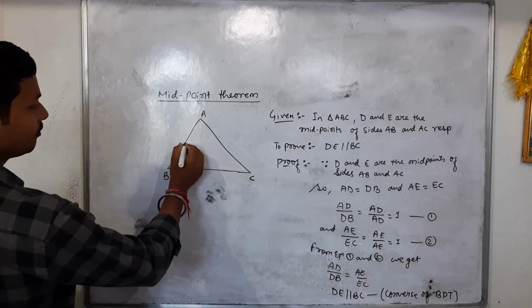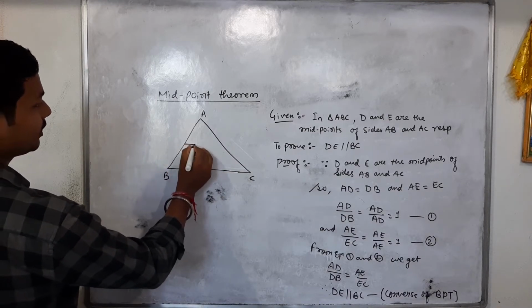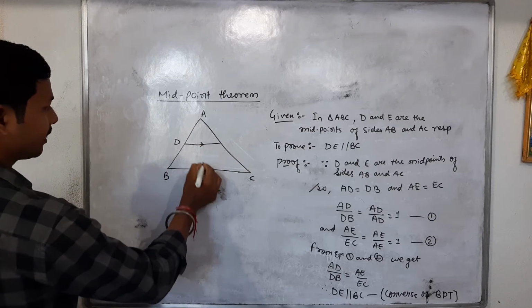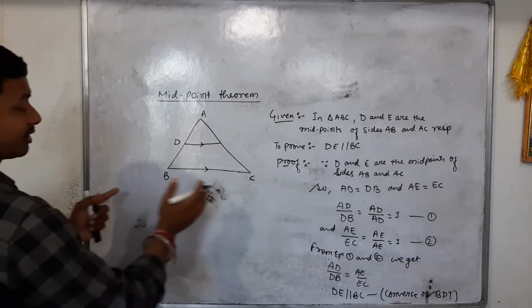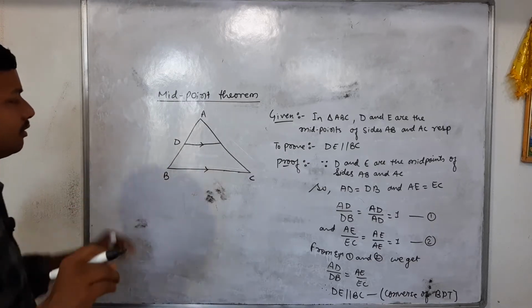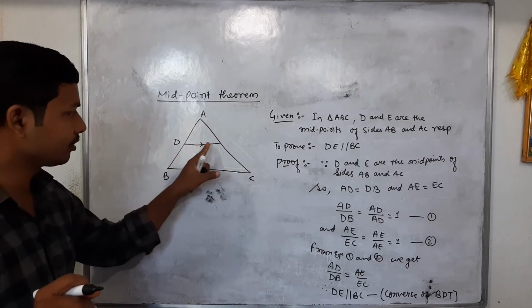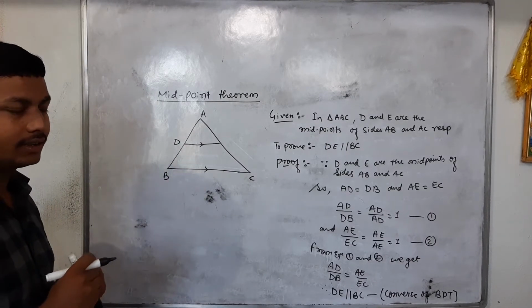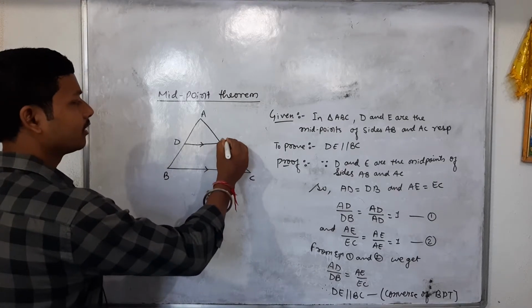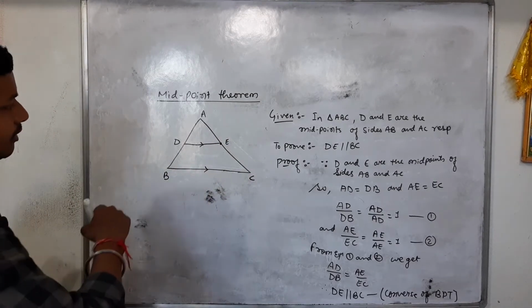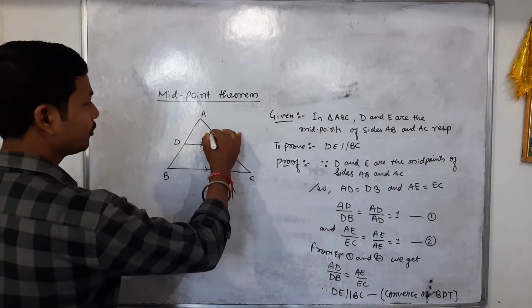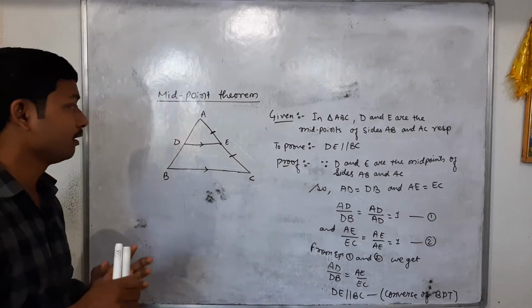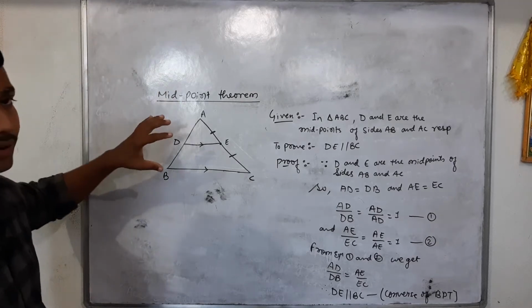If a line is drawn from the midpoint of the first side parallel to the second side, it will bisect the third side. Means what we have to prove? We have to prove that AE is equal to EC. Is it clear? Again I am repeating it, फिर से हम बोल रहे हैं.